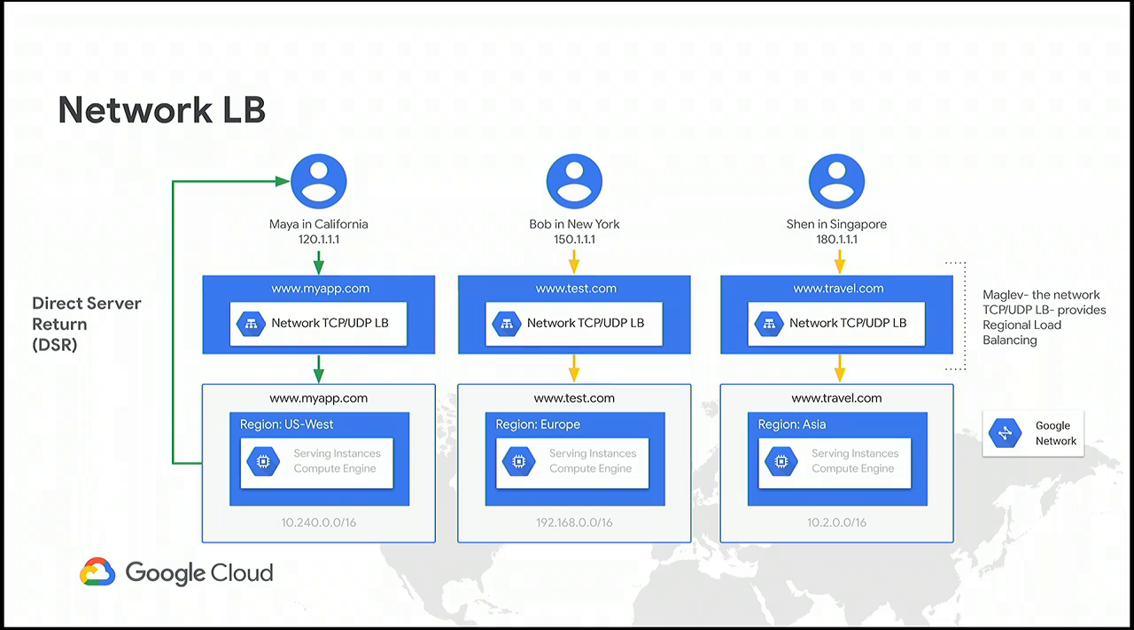In this slide, you see 3 regional load balancers, Test, My App, and Travel. What's interesting is that these regional load balancers' virtual IP addresses come from a regional block. But when you're using the premium tier, we advertise them globally. So if Shen in Singapore wanted to access the load balancer located in US West, myapp.com, their traffic would ingress the POP in Singapore, go through our Google Global Network, and be load balanced at US West. So even though it's a regional load balancer, you have global access with network load balancing.